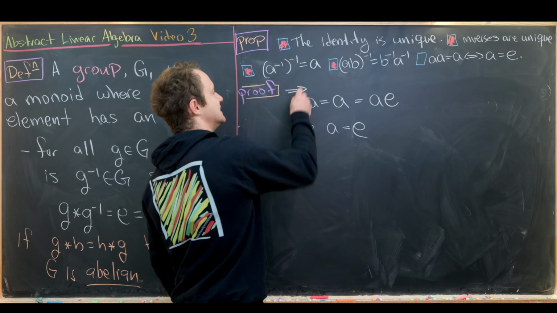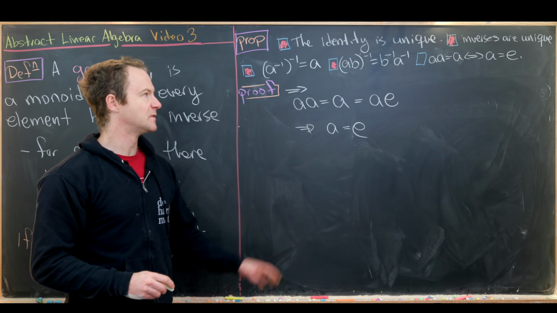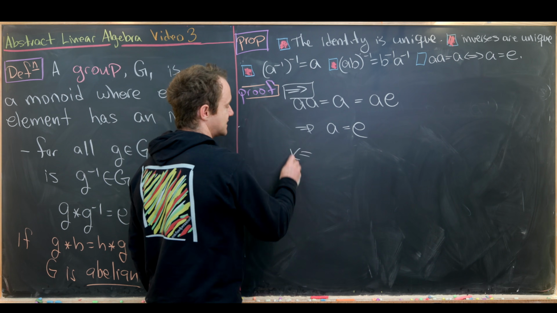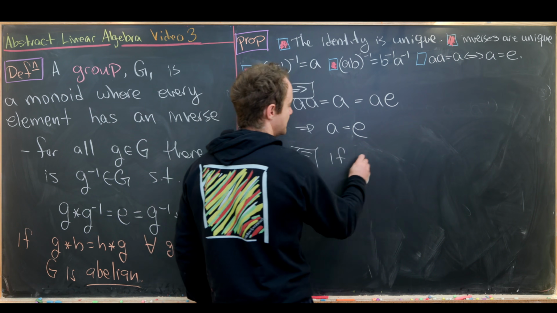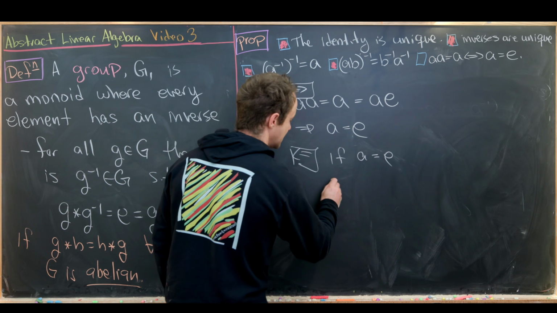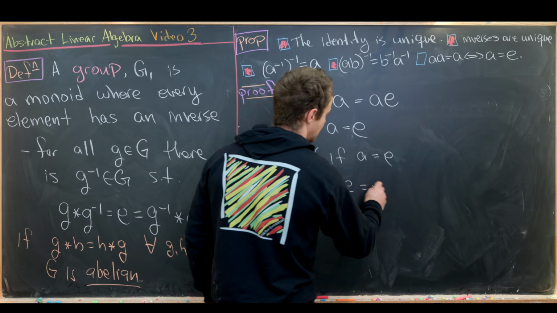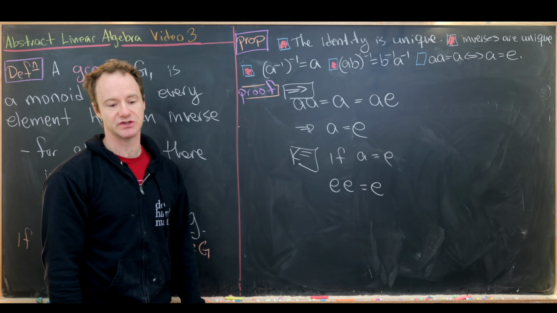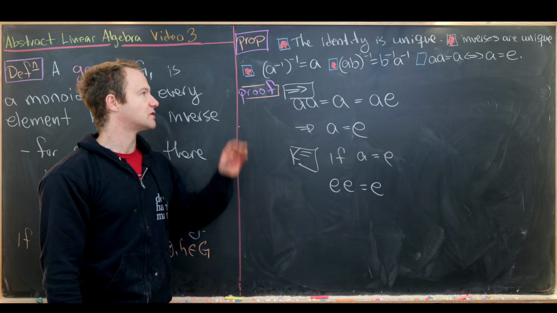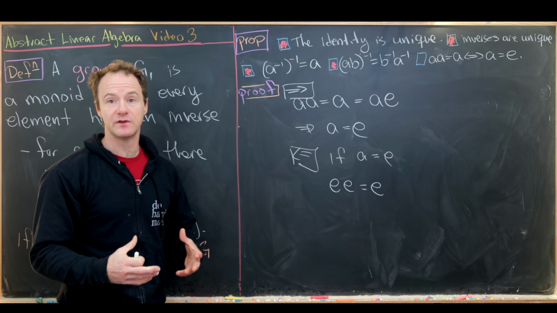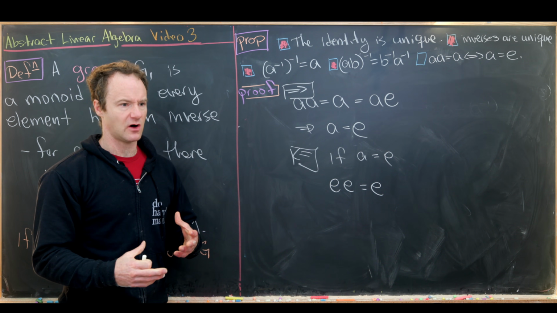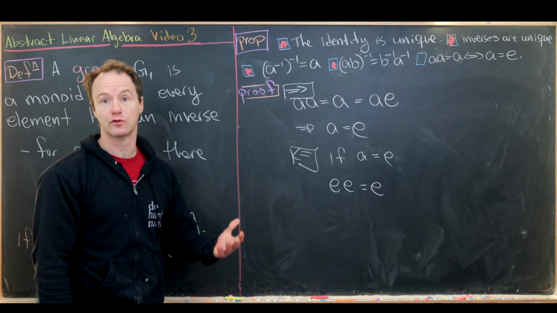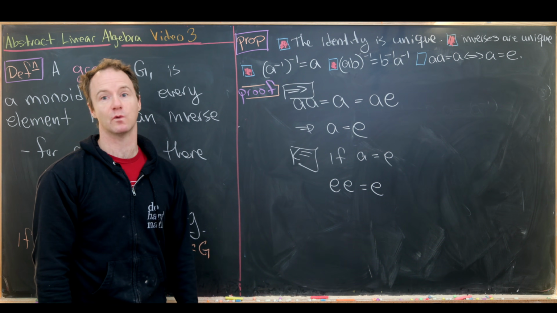So I guess I just did this forward direction. You could do the reverse direction very quickly. Notice that if A equals the identity, then the identity times itself is definitely equal to the identity. So we're good to go in that reverse direction as well. Okay, so I'm going to introduce a little bit of notation involving repeated applications of the group operation, and then I'll leave you with some warm-up problems.